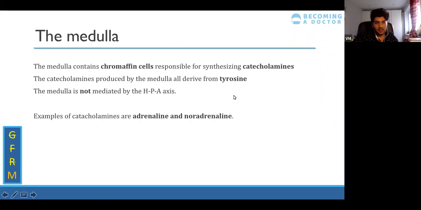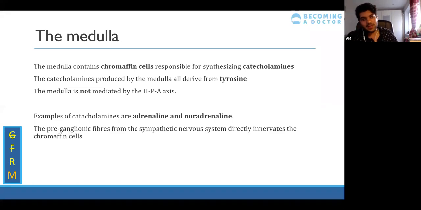So like I said, the medulla produces the adrenaline and noradrenaline, and it's essentially the ganglion to the preganglionic fibers from the sympathetic nervous system. It directly innervates these cells to produce adrenaline and noradrenaline. So it's all got to do with this fight or flight response of the sympathetic nervous system. So the sympathetic nervous system innervates these cells to produce these hormones.